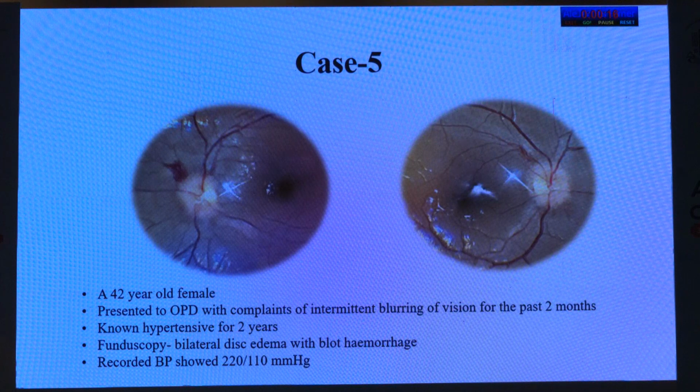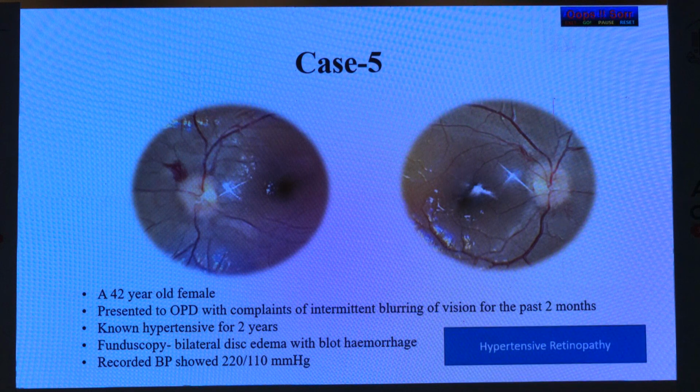Coming to my fifth case, this was a 42-year-old female with intermittent blurring of vision. She was a known hypertensive, but on intermittent medication. And she came all of a sudden with a loss of vision. She had a marked diminution of vision, and this is how the fundus picture is. We did a blood examination and a BP examination, and this is how her blood pressure was. It's a case of hypertensive retinopathy.